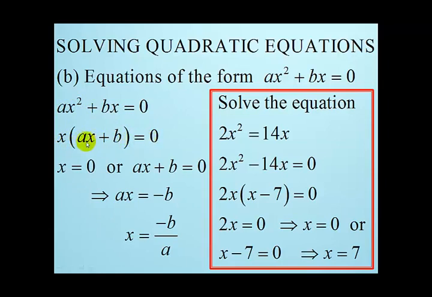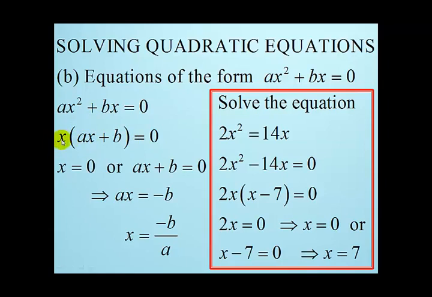Now when we expand, ax times x will give us ax squared back, and b times x will also give us bx back. That means we have not changed the equation. It's a matter of factorizing x out. So we have x being factored out into bracket. We have ax plus b equals 0. Now the term we have outside the bracket is x.